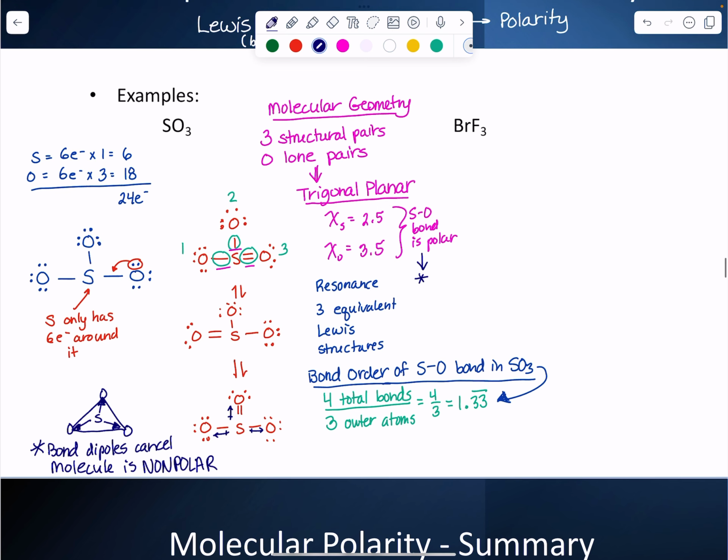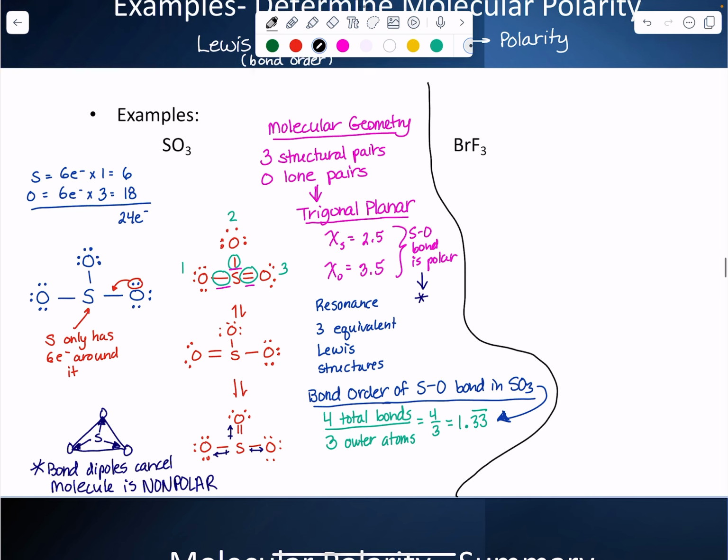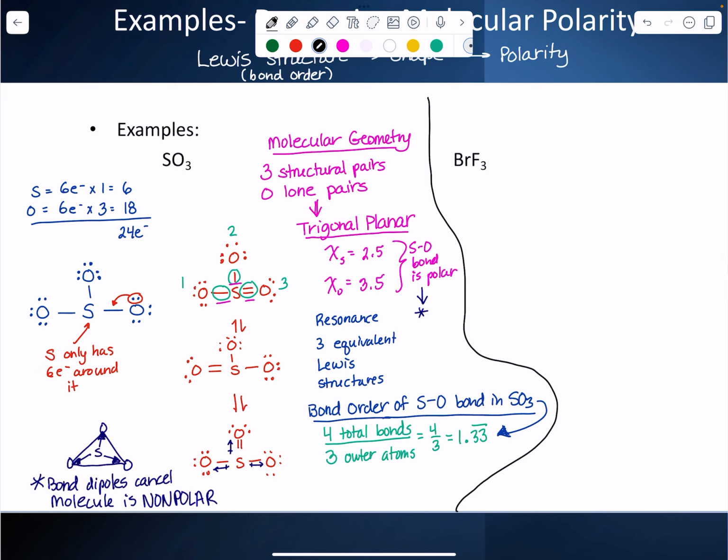Okay, so our first example, SO3, is a trigonal planar molecule with a bond order for the SO bond of 1.33, and it is trigonal planar geometry, and it's nonpolar. So now let's look at BrF3. Bromine and fluorine are both halogens, so they're in group 7. So we've got 7 valence electrons, 1 bromine, and 3 fluorines.